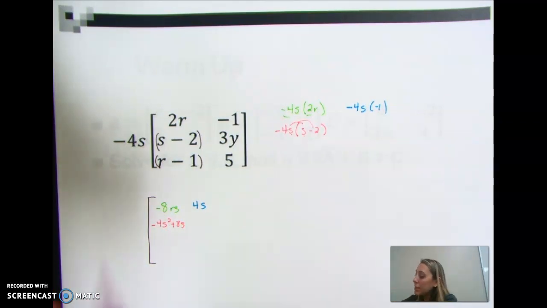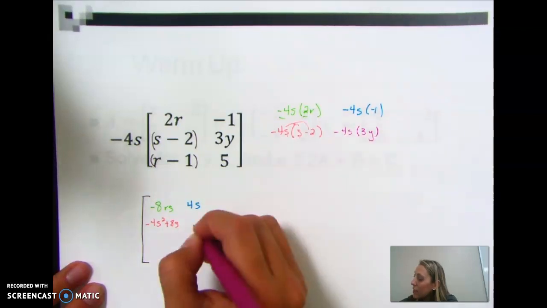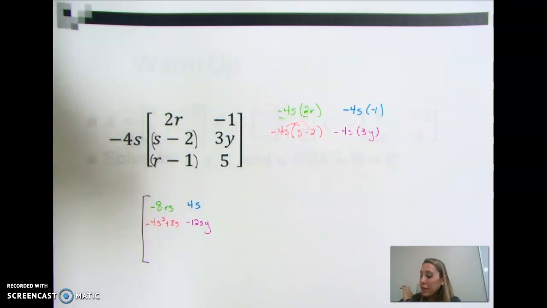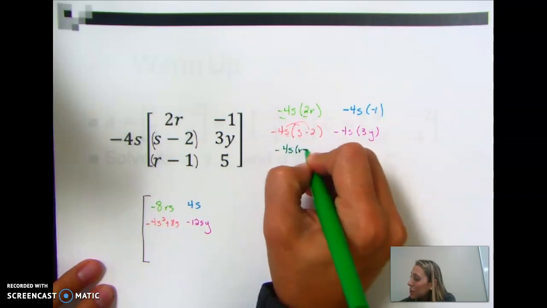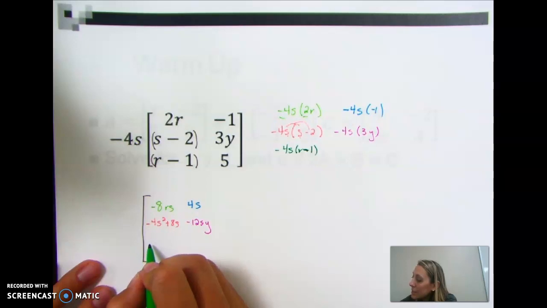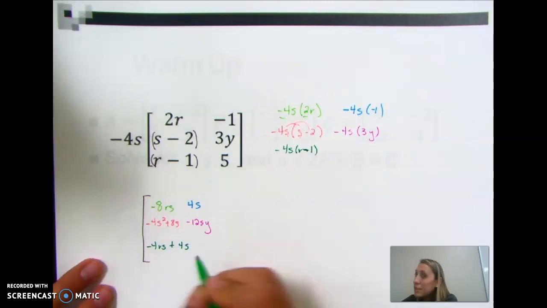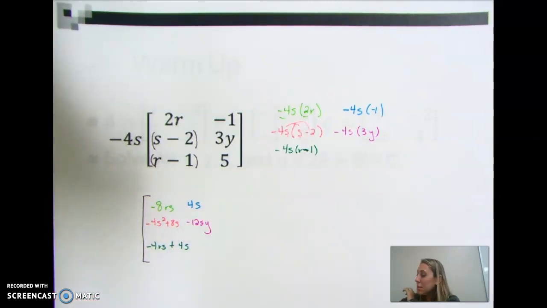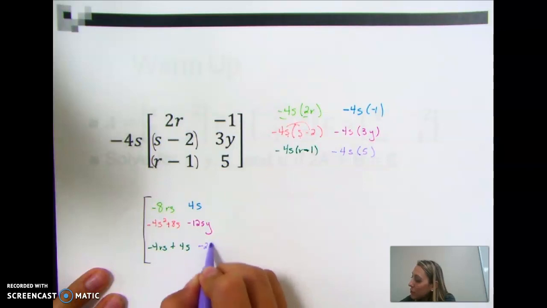Let's do this one. Okay, so now I have to do this again. Negative 4s times 3y, and I get negative 12sy. And then we have a little more complicated one again. We have negative 4s times r minus 1, and I get negative 4rs plus 4s. Let's do purple. Then we have negative 4s times 5, and that just gives me a negative 20s.